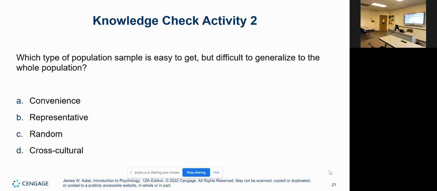Okay. All right. So quick little quiz for you. Which type of population sample is easy to get but difficult to generalize to the whole population? What do you think, Bryce?